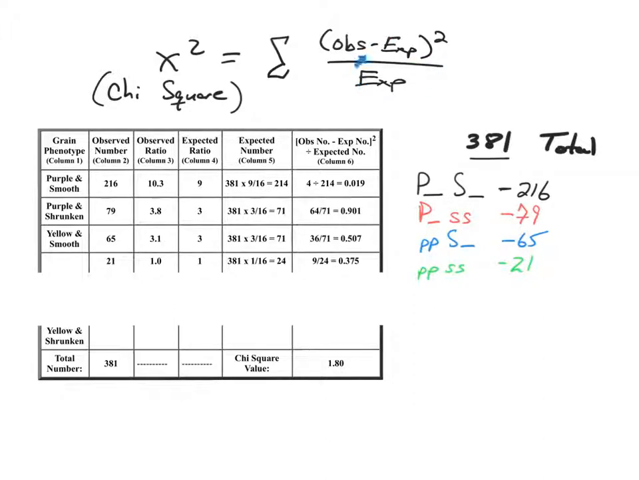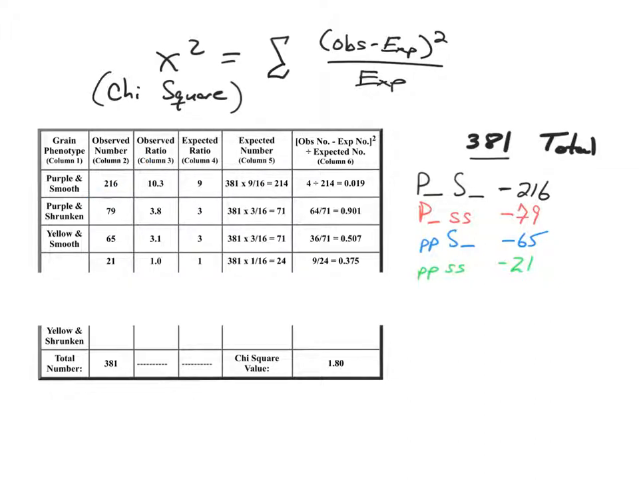We're going to do this, in fact, once for every one of our phenotypes. Does that make sense? So then we're going to add those together. So we have our purple smooth. You have this already written down, so you don't have to copy it. Yes, you may. You have purple smooth. You observe 216 purple smooth. 216.